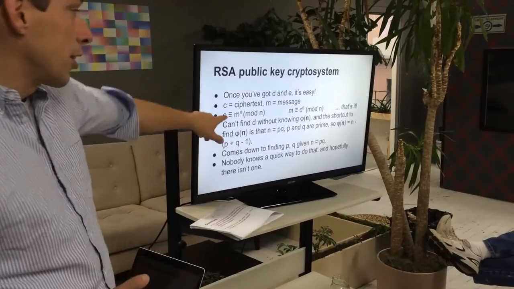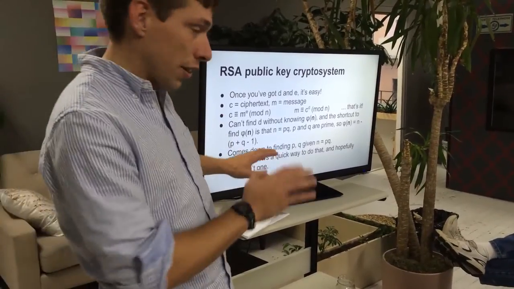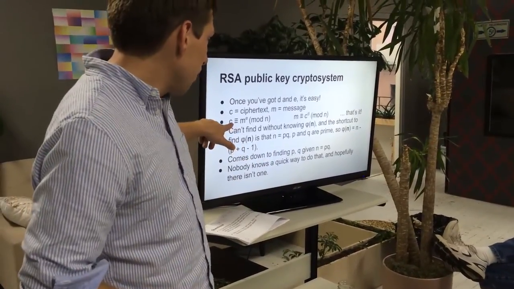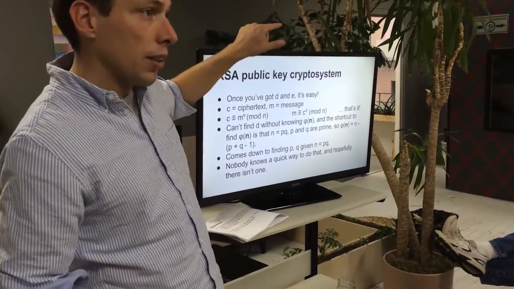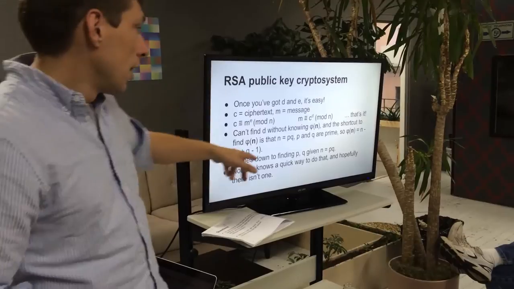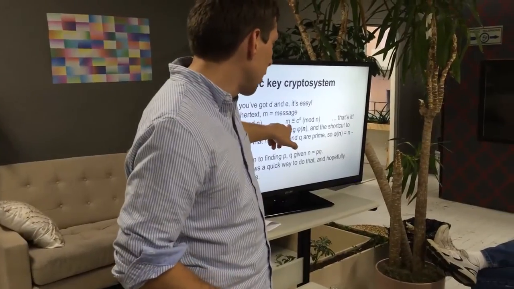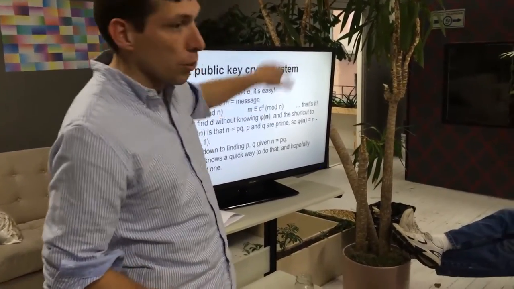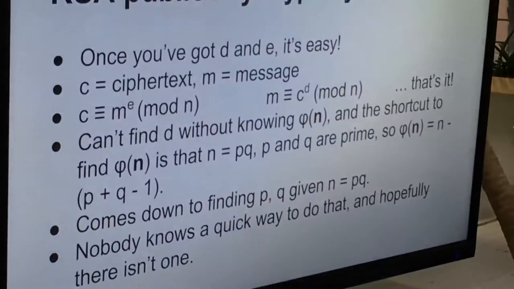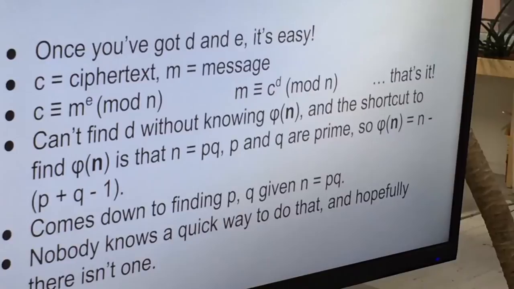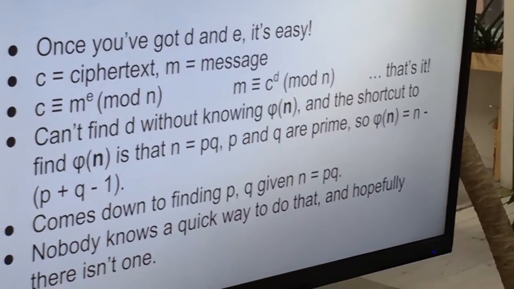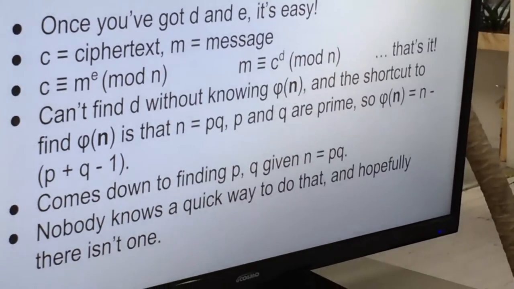The thing that makes this really cool is that once you have all these complex things, to encrypt, your ciphertext is just your message raised to the E exponent, modulo N. And to decrypt, you just take your ciphertext raised to D, modulo N. And that's it. It's very quick to encrypt and decrypt once you have established this D and E exponent.